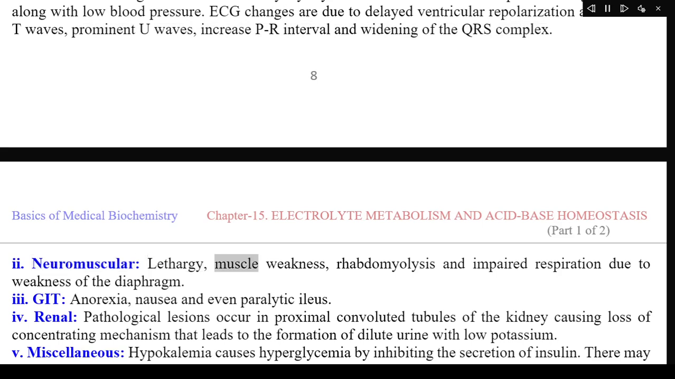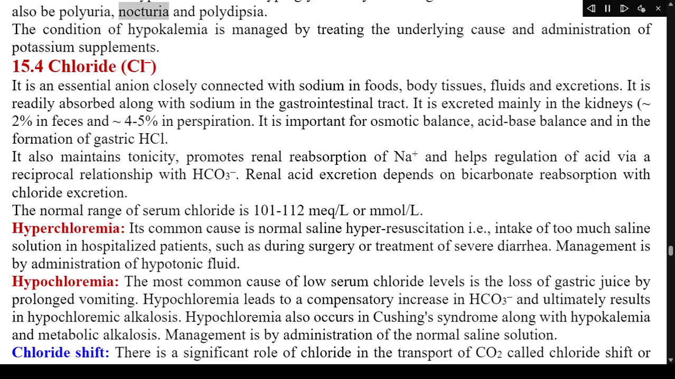2. Neuromuscular. Lethargy, muscle weakness, rhabdomyolysis, and impaired respiration due to weakness of the diaphragm. 3. GIT. Anorexia, nausea, and even paralytic ileus. 4. Renal. Pathological lesions occur in proximal convoluted tubules of the kidney causing loss of concentrating mechanism that leads to the formation of dilute urine with low potassium. 5. Miscellaneous. Hypokalemia causes hyperglycemia by inhibiting the secretion of insulin. There may also be polyuria, nocturia and polydipsia. The condition of hypokalemia is managed by treating the underlying cause and administration of potassium supplements.